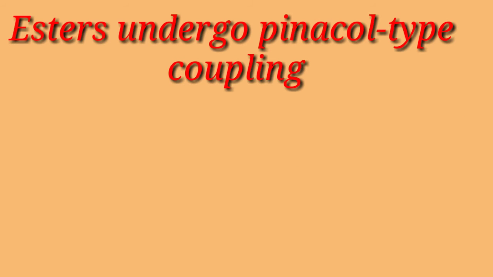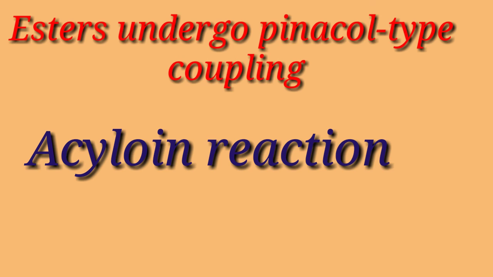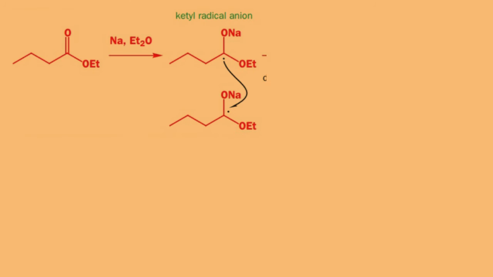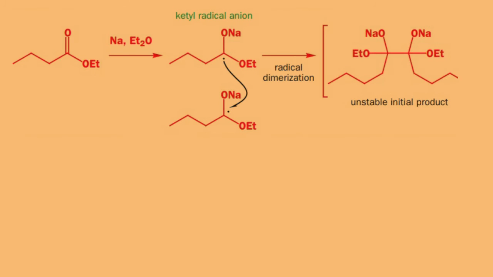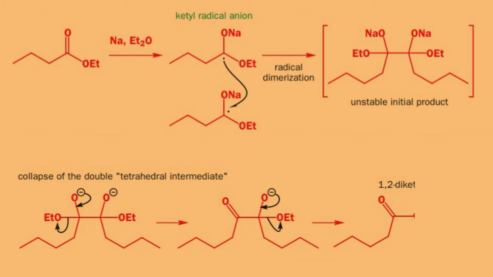Like aldehyde and ketone, ester also undergoes Pinacol type coupling, and this reaction is known as the acyloin reaction. Over here, ketyl radical anion is formed from an ester in the same way, and then it undergoes radical dimerization, and further it collapses to diketone.